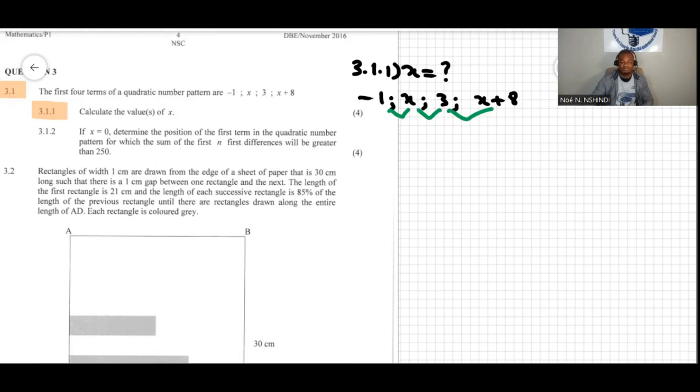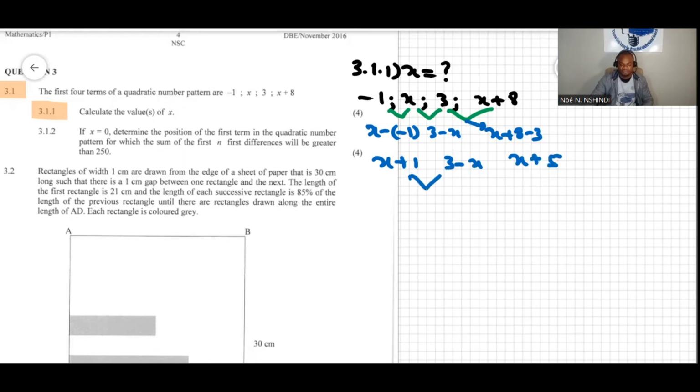So x minus (-1), that is x plus 1. Then we have 3 minus x. And then over here, it's x plus 8 minus 3, which is x plus 5. So the first differences are x plus 1, 3 minus x, and x plus 5. Now this is the first difference.